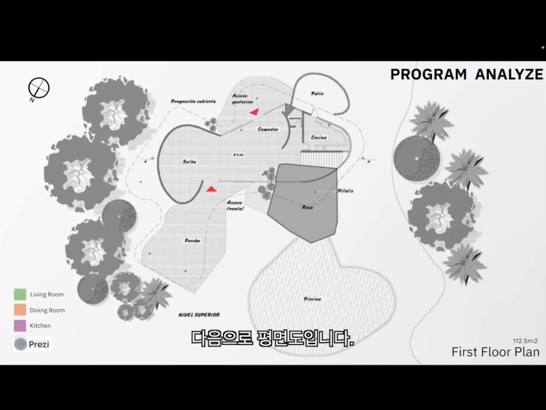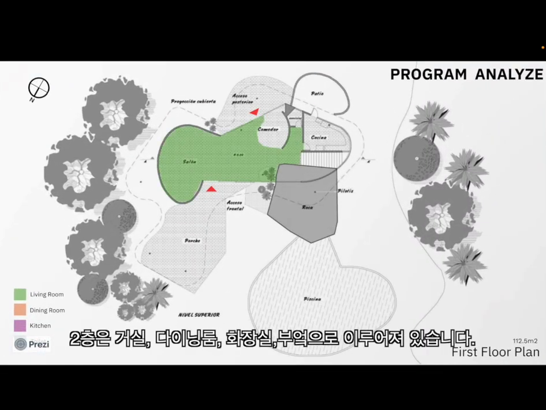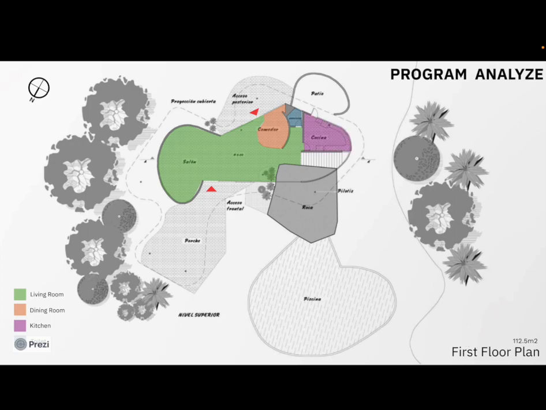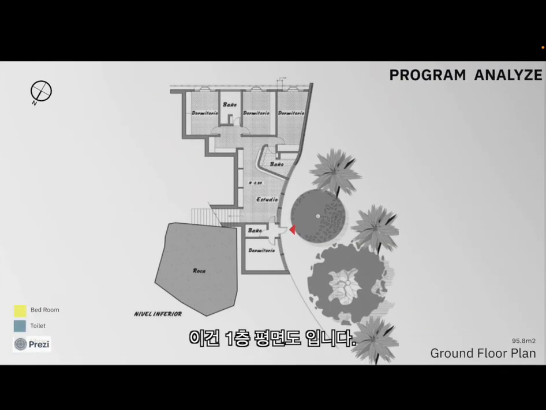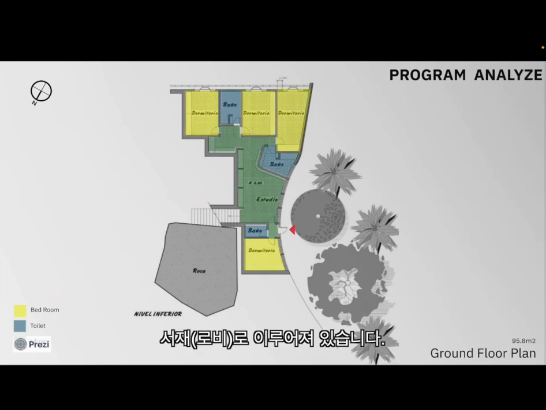Next is the plans. This is the first floor plan, with a living room, dining room, toilet, and kitchen on the first floor. This is the ground floor plan. The ground floor consists of 4 bedrooms, 3 bathrooms, and a library.